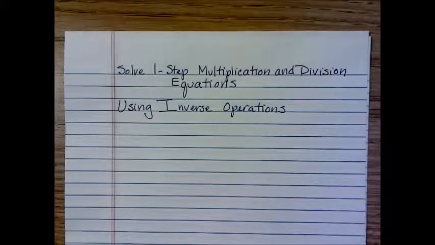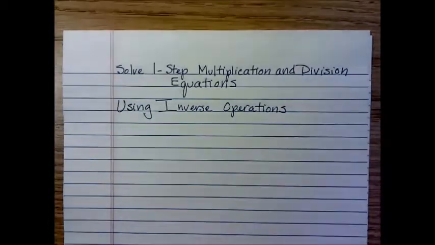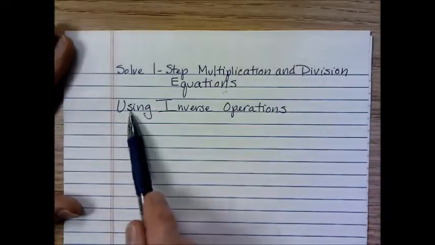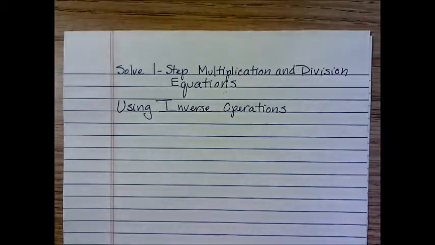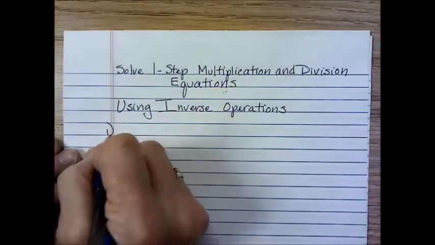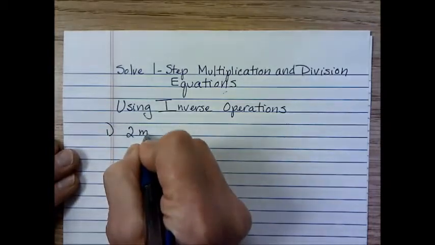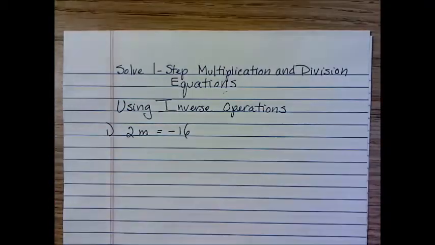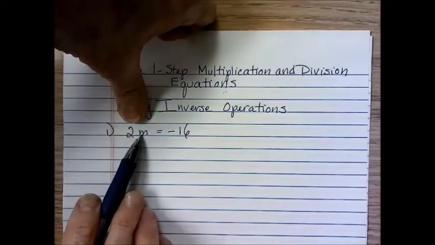Let's take a look at solving one-step multiplication and division equations. And again, to solve an equation, we're going to use inverse operations so we can isolate that variable. So, let's take a look at the following. 2m equals negative 16. We need to focus on the side where the variable is.